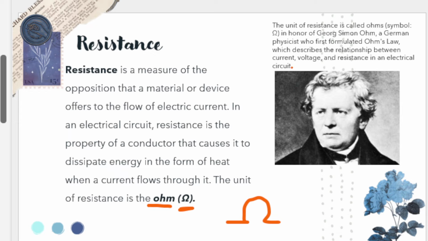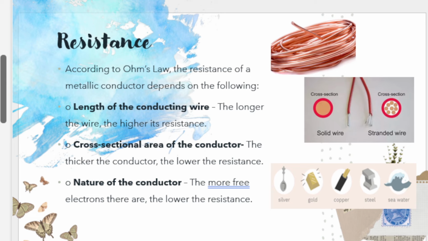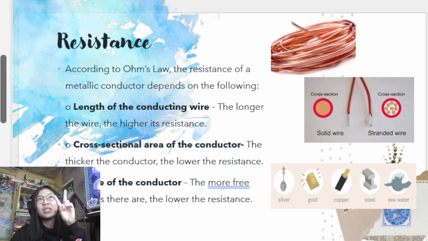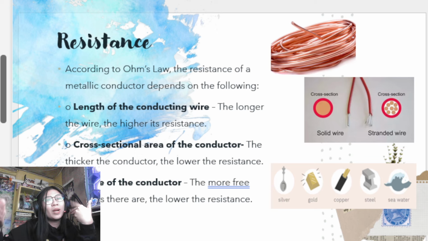Yes, that is omega. Now, ohm is in honor of Georg Simon Ohm, who is actually the one that described the relationship between the current, voltage, and resistance, or what we call Ohm's law. So sa iyaha gi-honor ang resistance na unit. Okay? So resistance of your conductor. Ito, di ba naa tay conductor ug resistor. So the resistance from the conductor will depend on the following. First is ang length sa atong conducting wire. The longer the wire na gamiton, the higher its resistance. So it means lesser ang current na mo-flow sa iyaha.